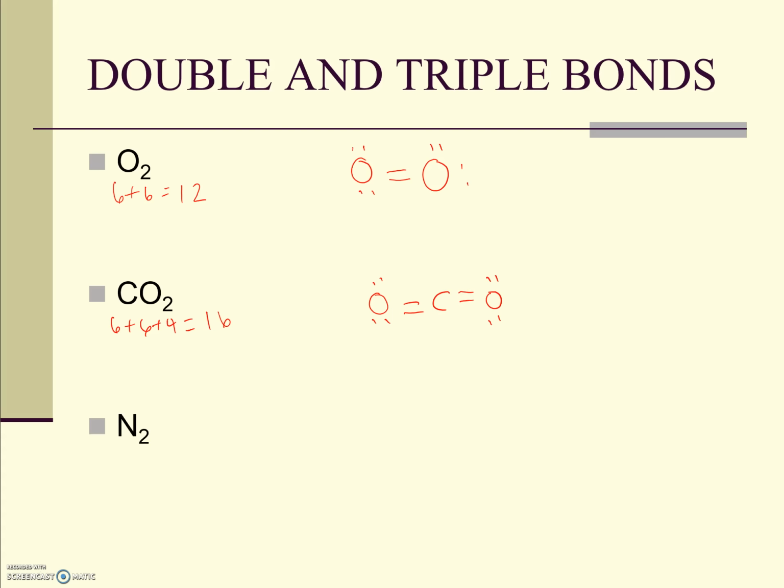And then N2, which we also did as an example, is 5 plus 5. So I have a total of 10 electrons. If I bond them, 2, and then I only have 8 electrons left, which is really only enough for 1 nitrogen. So I'm ultimately going to end up with a triple bond. There's 6, 7, 8, 9, and 10. Okay, so that's just a little review of our double and triple bonds.